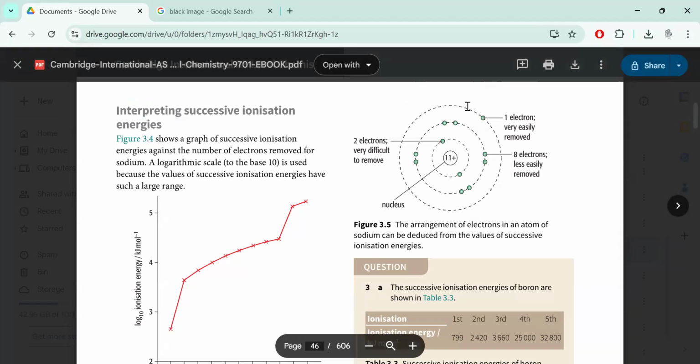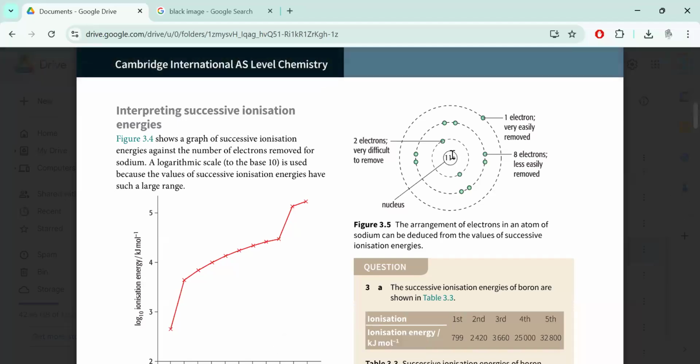As you can see right here, this is a picture so that you can picture in your mind what I meant earlier. This is the nucleus, the inner circle, which has the number 11 on it. And in the inner shell we have 2 electrons, which are very difficult to remove because they are the closest to the nucleus. So it requires a lot of ionization energy. And then next, we have the 8 electrons that are less easily removed.